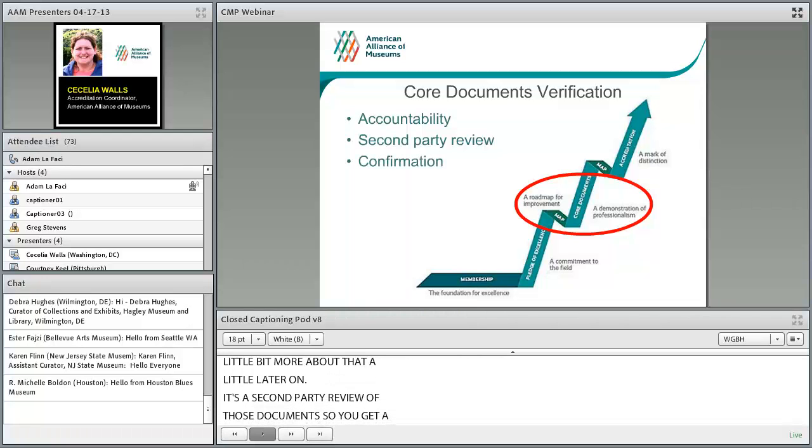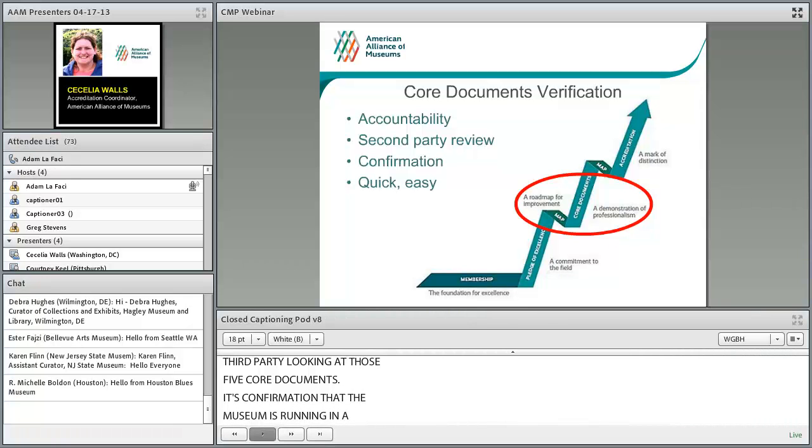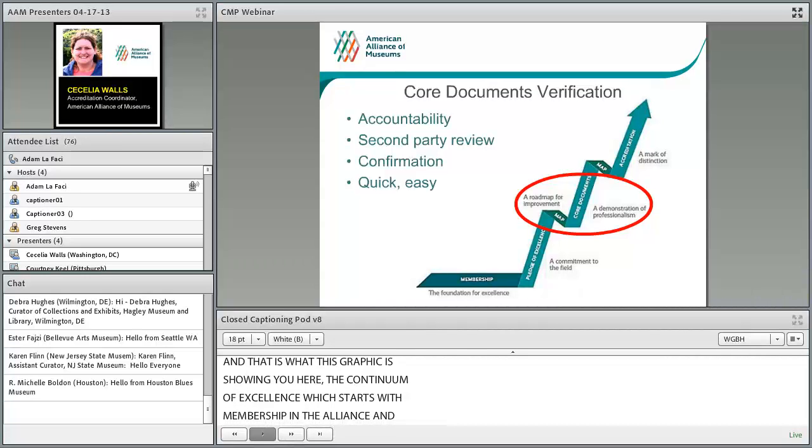It's confirmation that the museum is running in a professional manner, and it's quick and easy. It helps you keep your documents up to date, and it distinguishes your museum as a professional member of the field. So it's one step on your pathway on the continuum of excellence, and that is what this graphic is showing you here, the continuum of excellence, which starts with membership in the Alliance and ends with accreditation. But you could be on any step of the continuum at any time.